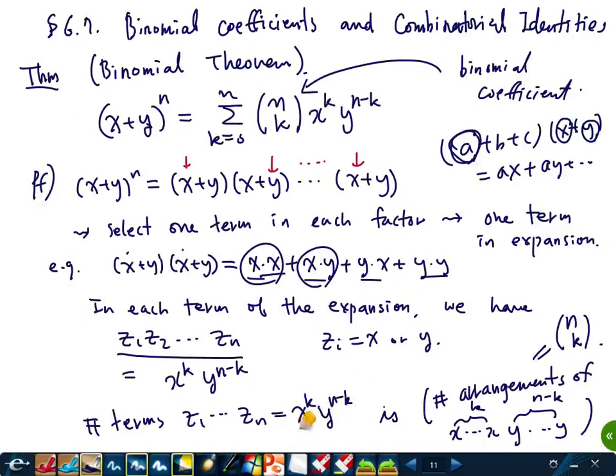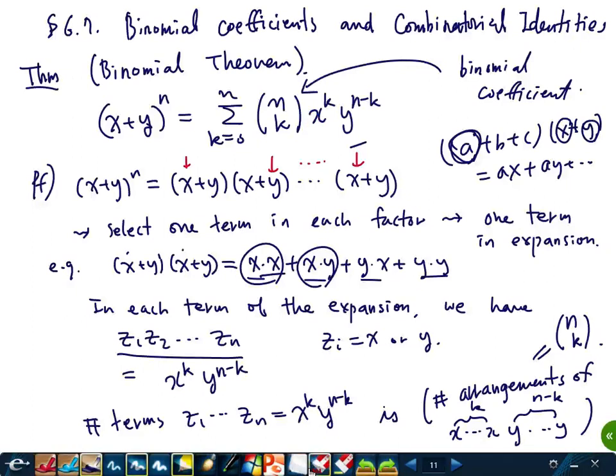So this term occurs exactly this many times for every k from 0 to n. That means exactly this. The coefficient in this expansion, if you expand this, the coefficient of this is exactly n choose k. That's the proof. For every k, we just checked that the number of terms in the expansion equal to this is exactly this. So this is the binomial theorem, and it has many interesting applications.